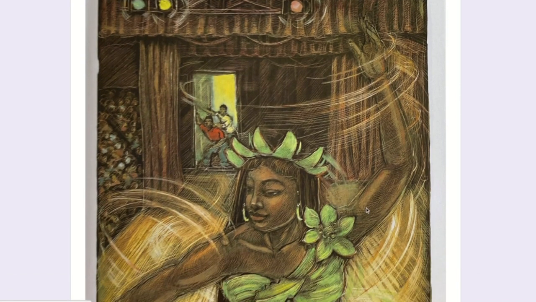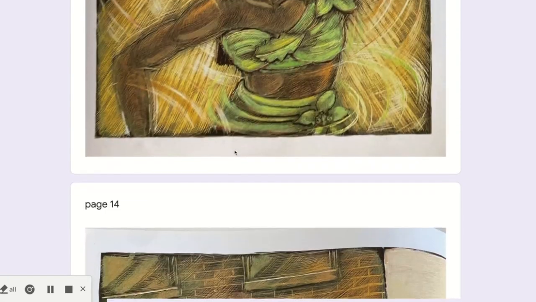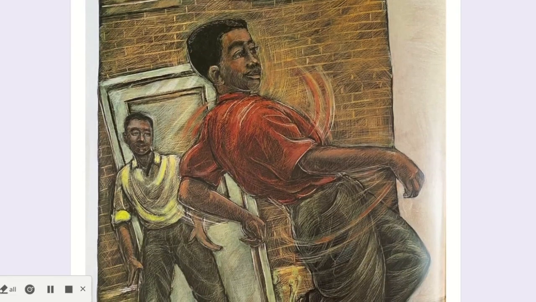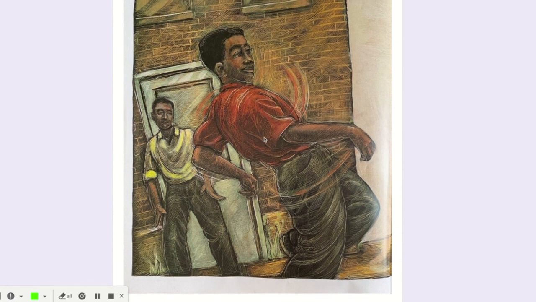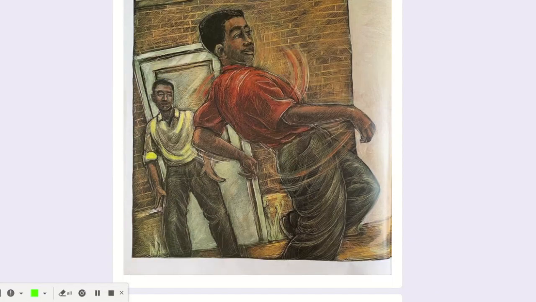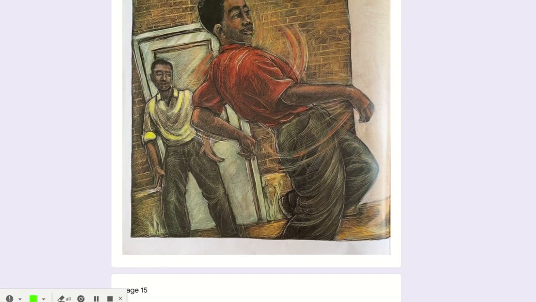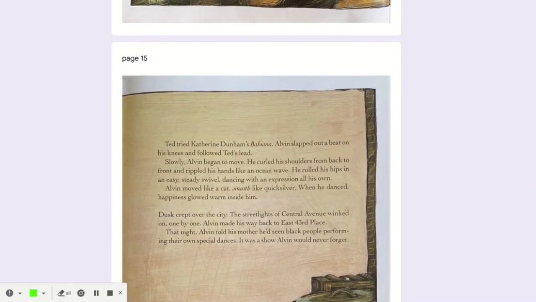So you can see Ted and Alvin in the back here. And Ted and Alvin here. We can assume that the boy with the red or reddish orange shirt is Ted because he just said, "Watch this," right? Showing Alvin his dance moves.